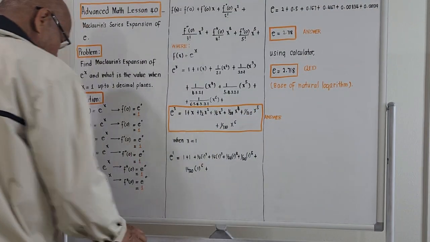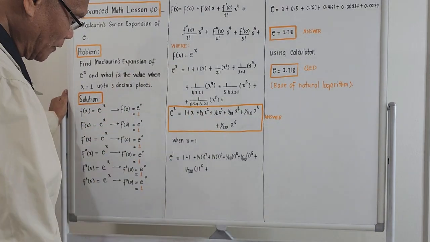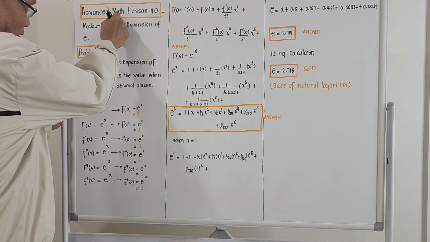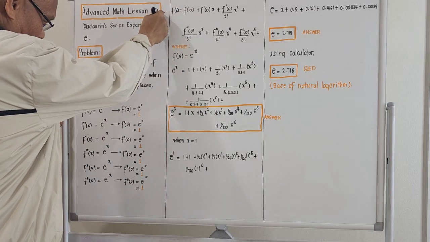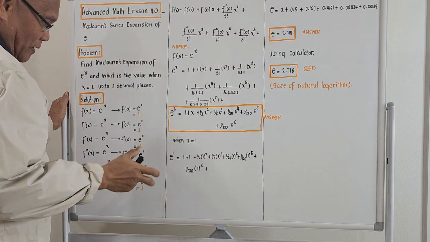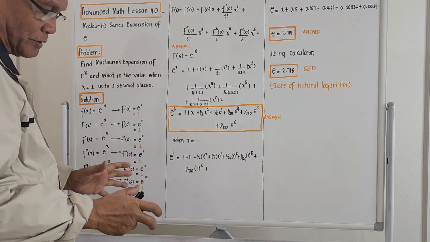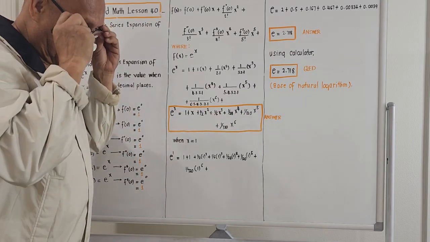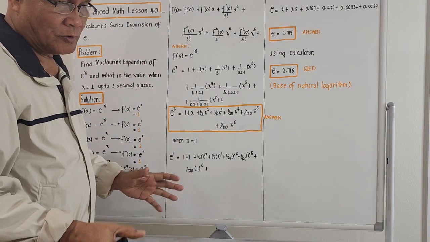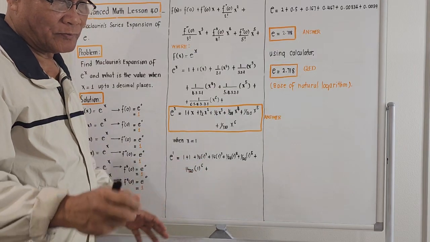Okay, let's proceed. Our topic for this morning will be Advanced Mathematics, lesson number 40. This will be an application of Maclaurin series of expansion in the so-called derivation of the base of natural logarithm, the value e.